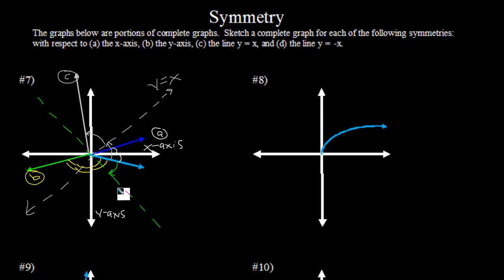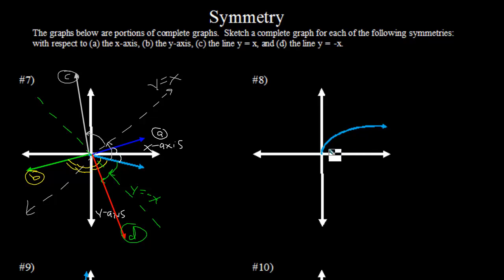So the angle from here to here should be the same angle. So it's going to look perhaps like this. This is the line y equals negative x. And this is part D.